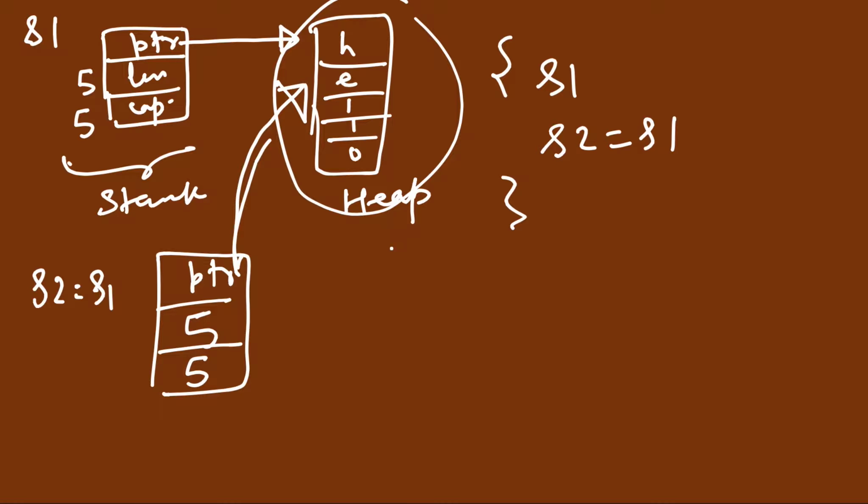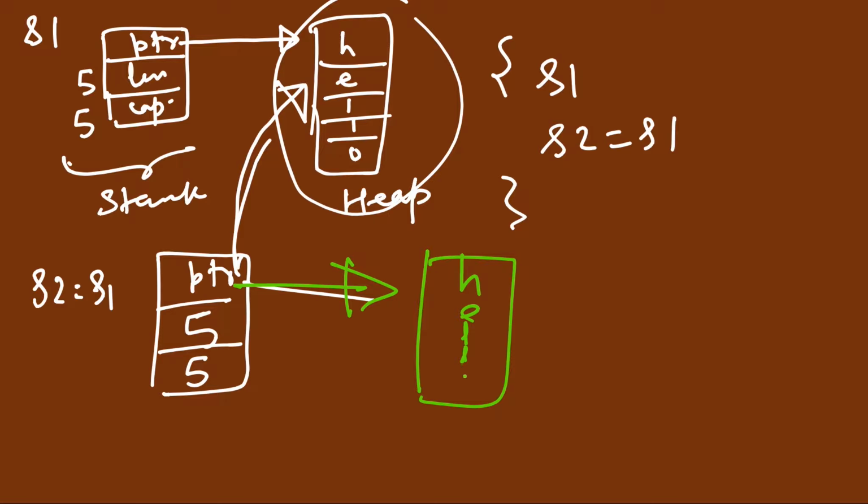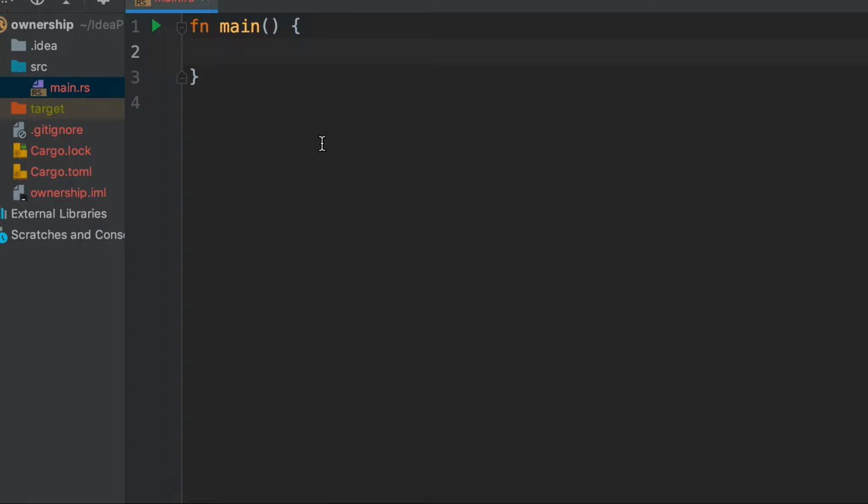So you will think why this is so, why not make a copy here, copy the heap memory also and create a separate copy. In this case, there will be too much overhead and it will not be efficient. So this is the way it works here. Both will be pointing to the same address in memory. Now let's see this in the code to verify if this works.